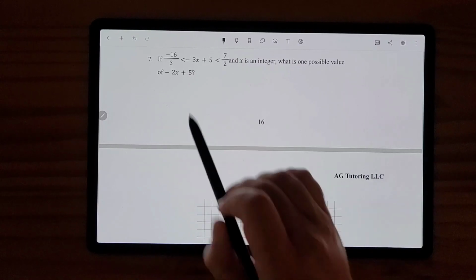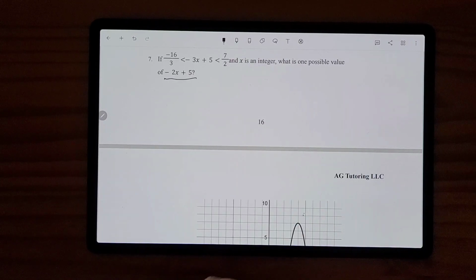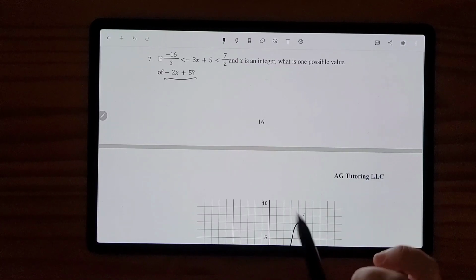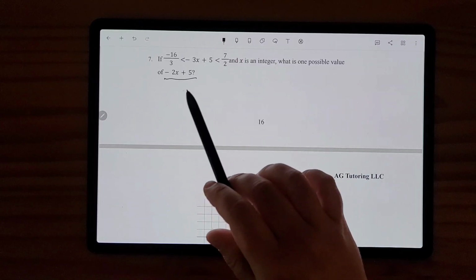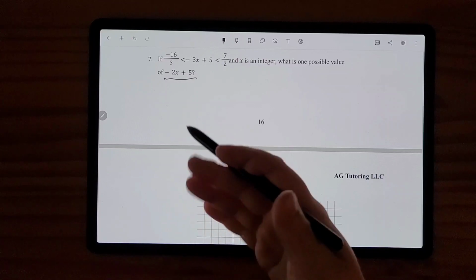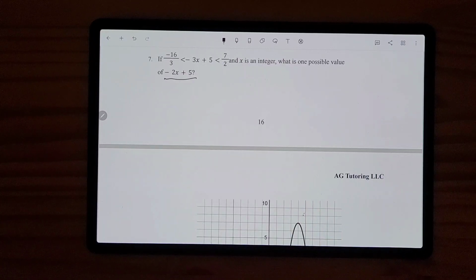Okay, so now let's do number 7. Again, pause and read if you want, but we're finding this value, or one possible value of that. So you're not just finding X, you have to figure out what my possible X's are, and then pick one of those to plug in here to find one of the possible values for this expression.